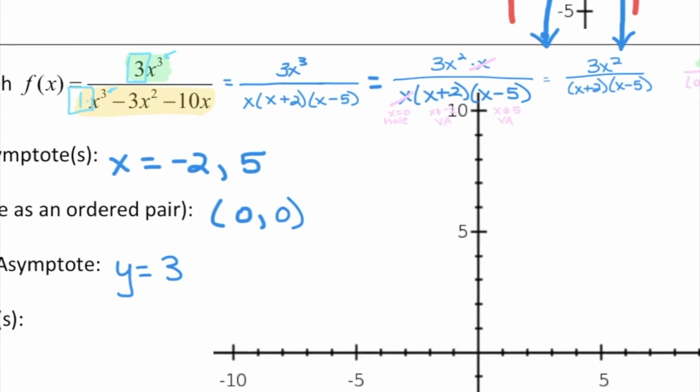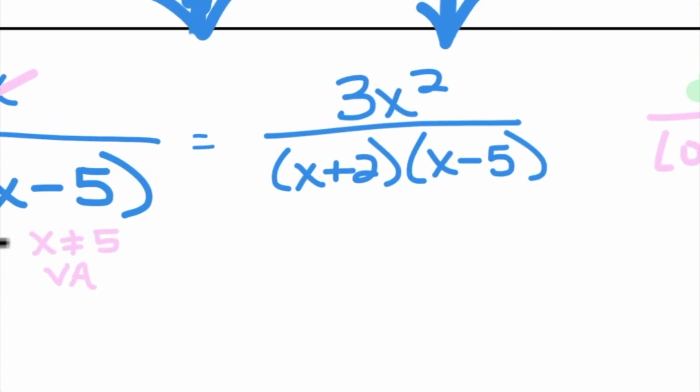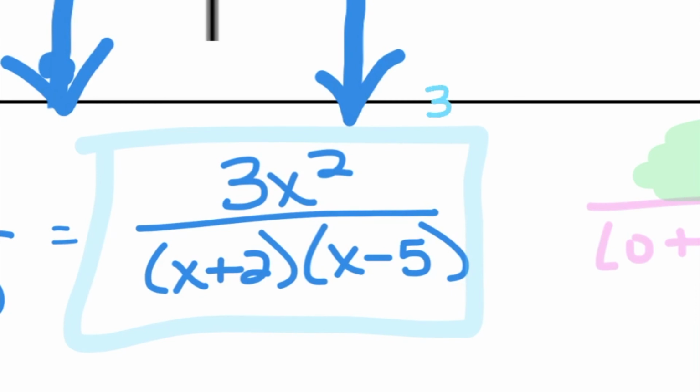Now I want you to slow down for a second, specifically look at the simplified version of the equation. To find an x-intercept, remember that your thinking is set the numerator equal to 0. But if you do 3x squared equals 0, you end up with x equals 0, and that's a hole. So instead of having an x-intercept at x equals 0, there's a hole at x equals 0.